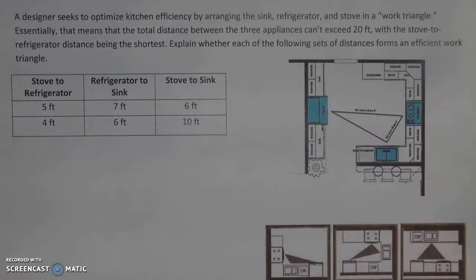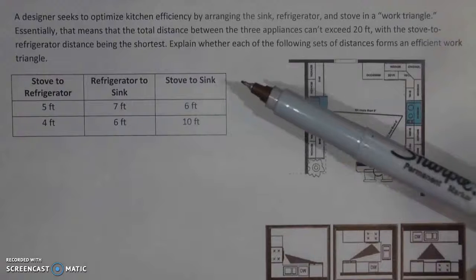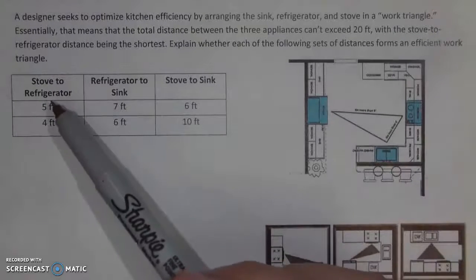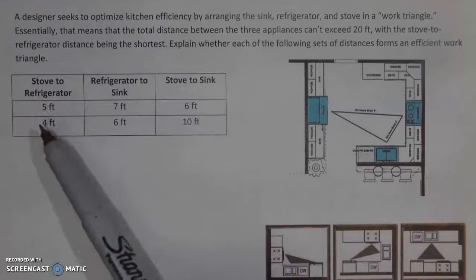There are some other restrictions that they have. They really don't like the distance between the sink and the stove to be less than 4 feet, but that's a more minor note, and we won't worry about that right now. Essentially, what this question is going to ask is, even without drawing your full kitchen blueprint, which can take some time, would these distances actually work for a work triangle? And you can check that pretty easily.